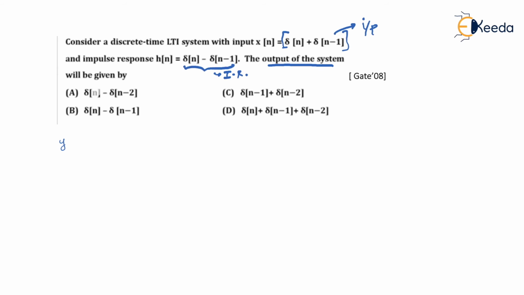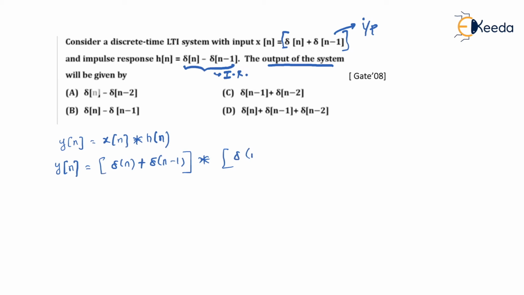Let us relate them with the standard relation. y of n is always x of n convolved with h of n. Let us substitute your x of n. x of n is what? It is del of n plus del of n minus 1, getting convolved with your h of n. What is your h of n? It is del of n minus del of n minus 1.